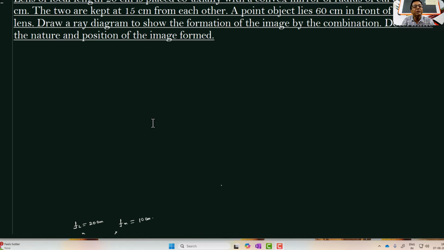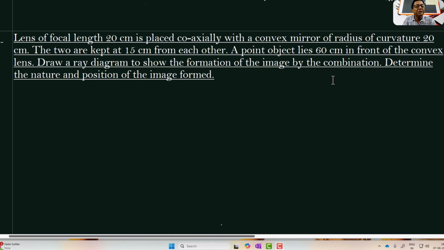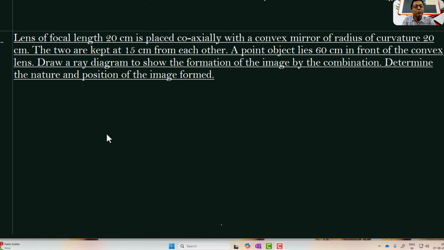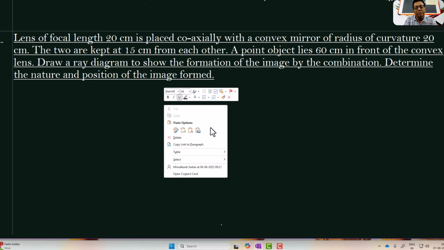A lens of focal length 20 centimeter is placed coaxially with a convex mirror of radius of curvature 20 centimeter. The two are kept 15 centimeter from each other. The point object is 60 centimeter in front of the convex lens. Draw a ray diagram to show the formation of the image by the combination. Determine the nature and position of the image formed.